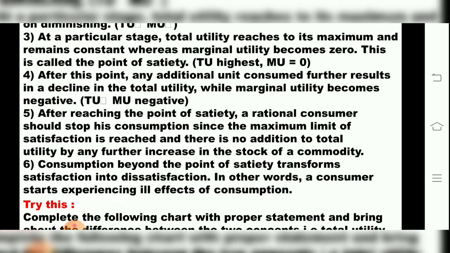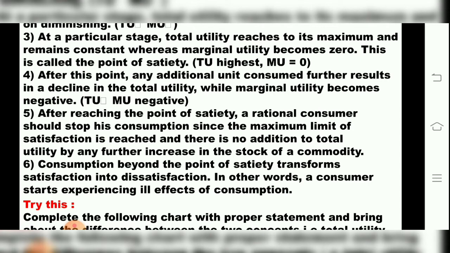Why reduced? Because a rational consumer has reached his maximum limit of satisfaction. So there is no addition to total utility by any further increase in the stock of a commodity. See, when a person is happy with whatever he has purchased, he will not go buying extra units of the commodity, children. So that time the total utility will be reducing and marginal utility will come in a negative way. So our fifth point tells us that after reaching the point of satiety, a rational consumer will stop his consumption since the maximum limit of satisfaction is reached and there is no addition to the total utility by any further increase in the stock of a commodity.